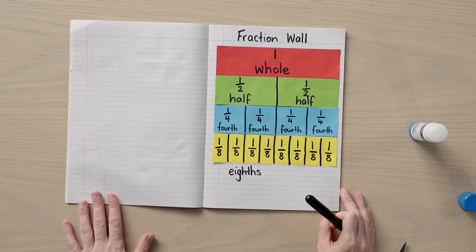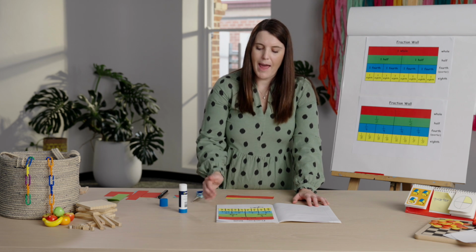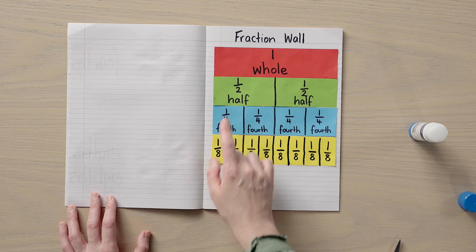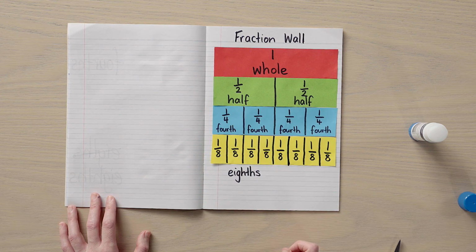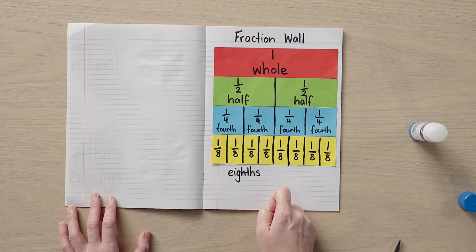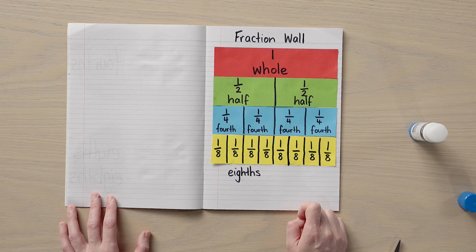Okay, so there we have a fraction wall. My fraction wall can show me lots of different things. I can see how a whole can be split or partitioned into different parts. I can see the differences between the size of a fourth and a half. I can see the differences in a half and an 8th. You might have even noticed how many fourths it takes to make a half. You might have noticed how many halves it takes to make a whole. Lots of different things that our fraction wall can teach us.